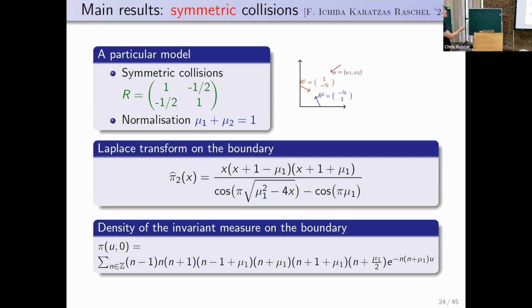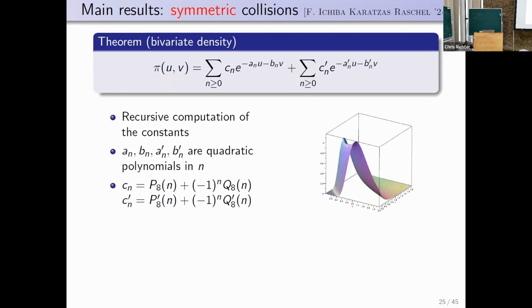And in fact, we also can obtain some more general results for the bivariate density. So here you have a picture of the density. So we get it really explicitly. We have the shape of it. And it's an infinite sum of exponential, just as Maxence presented yesterday. But you will understand why I have written two sums. I will explain it at the end of the talk. So the An, Bn are some quadratic polynomials in n, and the Cn are some complicated polynomials of degree 8. Okay, so this is in the symmetric case.